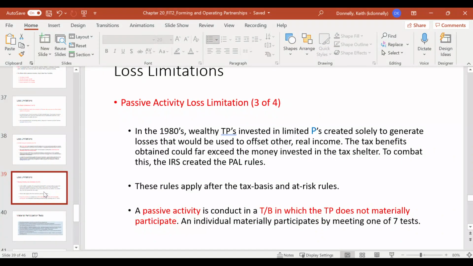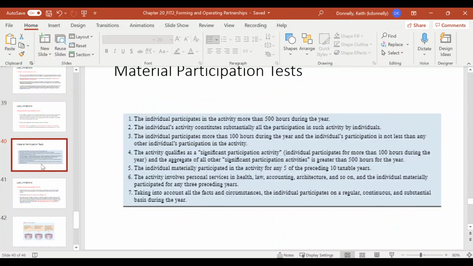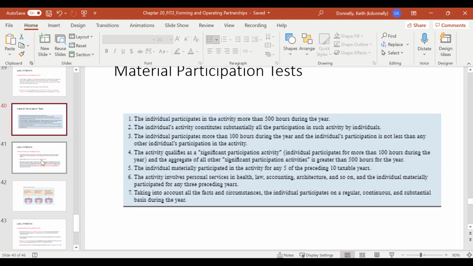The third hoop here says you basically can only offset another passive activity, right? What happened in the 80s was they created these fictitious corporations that were losers financially to offset gains from other passive activities. So this can't be a tax shelter, and a passive activity is essentially one in which you do not materially participate. There's a variety of tests for this.